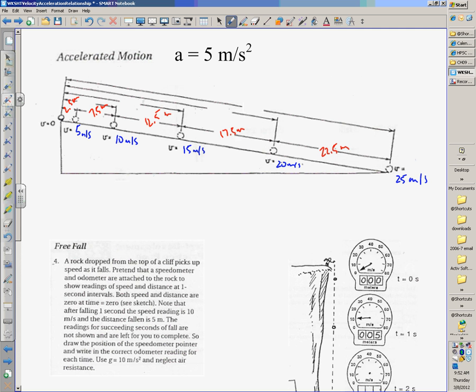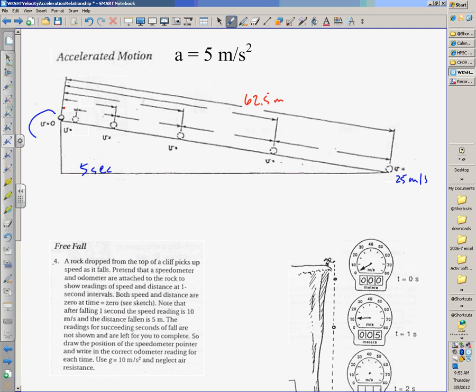Clear? Then, as far as the whole ramp is concerned, a couple of ways we could do it, right? The easiest way would just be add up all these ones that you did here, and doing it that way, you should get 62.5 meters. Okay. The other way that you could do it, let's say we took away all of this stuff. You didn't know any of this. All you knew was that it was 25 meters per second down at the bottom, and then it took 5 seconds to get there.